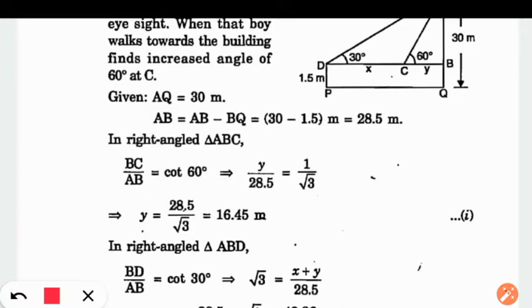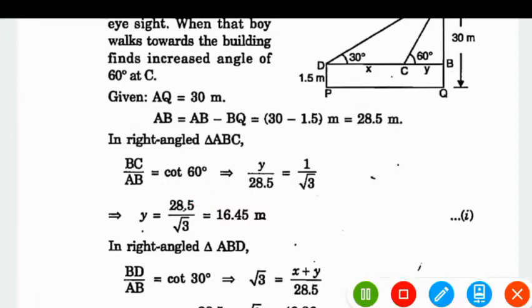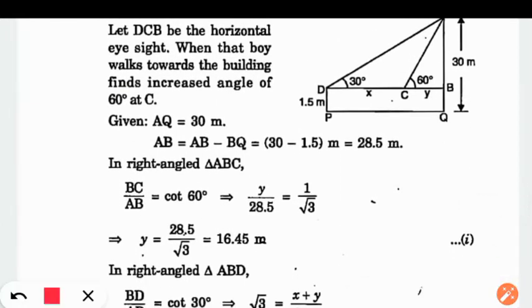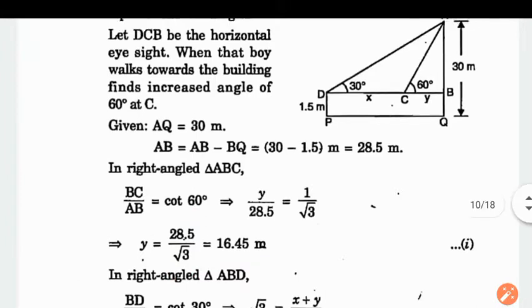And how we got 16.45? By putting the value of root 3. The value of root 3 is 1.732. First you need to rationalize this by root 3. You have to multiply this one with root 3 by root 3, right? So after rationalizing the denominator, 28.5 by root 3, and after putting the value of root 3, 1.732, you will get this value. Now, we know the value of y.